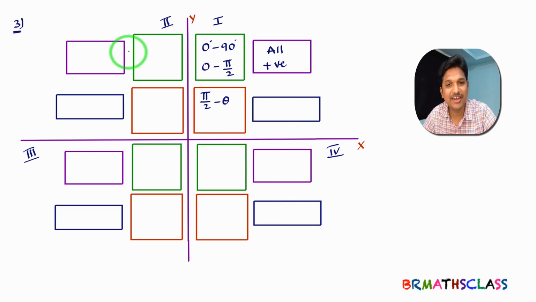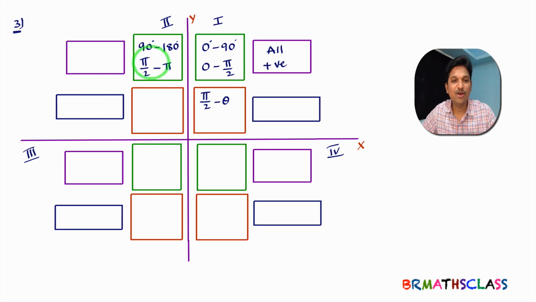Now we will move to the second quadrant. What is the angle range of the second quadrant? The angle range of the second quadrant is 90 degrees to 180 degrees. When I write the same thing in radian measure, 90 degrees means pi by 2, 180 degrees means pi. If I take an angle 130 degrees, it lies in the second quadrant. Angle 150 degrees, second quadrant. Angle 179 degrees, second quadrant. Angle 60 degrees is in the first quadrant.